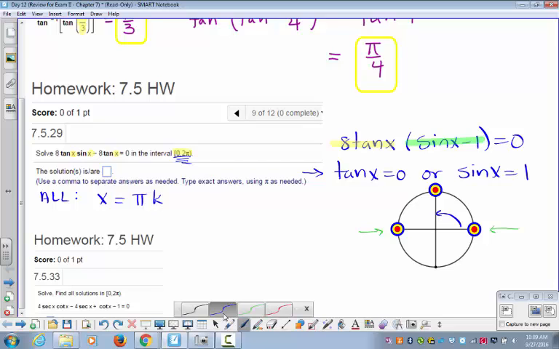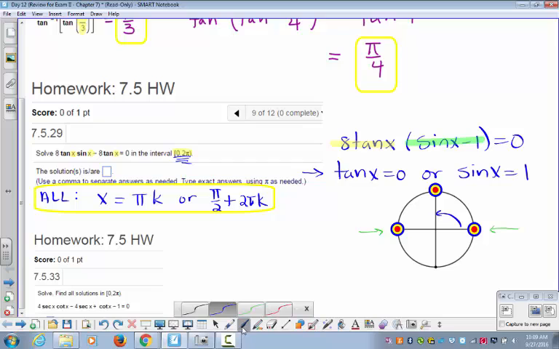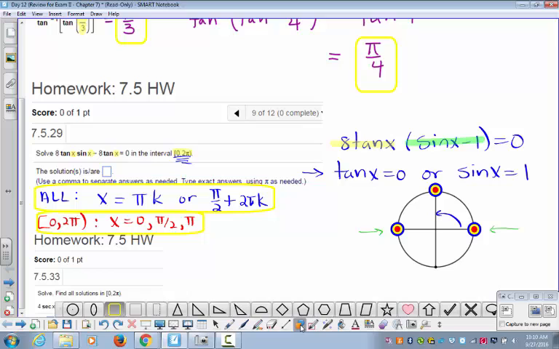Or x could be pi over 2 plus 2 pi k. So 2 pi k is going to count us either clockwise or counterclockwise back to the top of the circle. So those are all solutions right there. That's it. All solutions. And then if we want just the 0 to 2 pi solutions, the restricted set, it's just the ones we see. x is equal to 0, pi over 2, or pi. Those are the 3 restricted solutions.